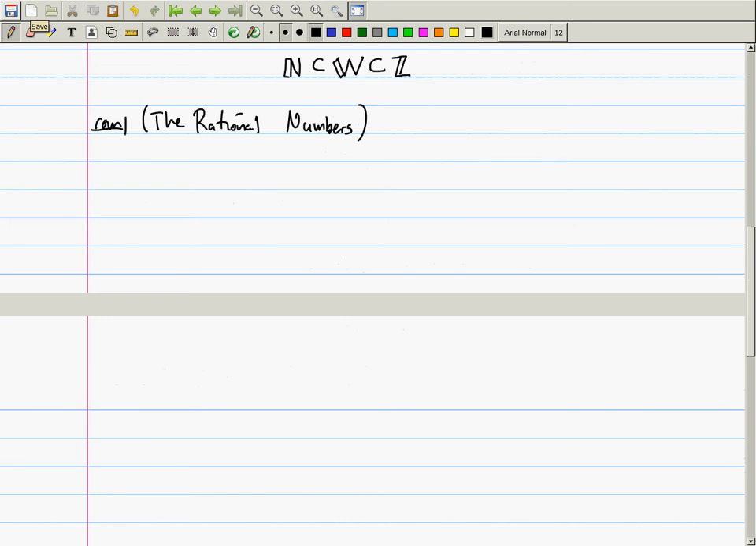Okay, so then this is equal to the set of all P over Q, such that P and Q are in Z, and Q is not zero. Why am I making the requirement that Q isn't zero? Yeah, because division by zero is illegal, right? You can't do that. It's against the rules.